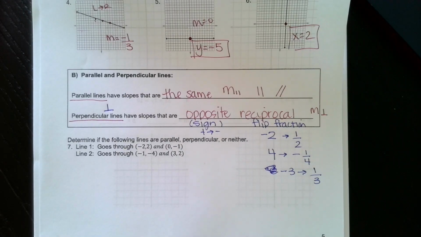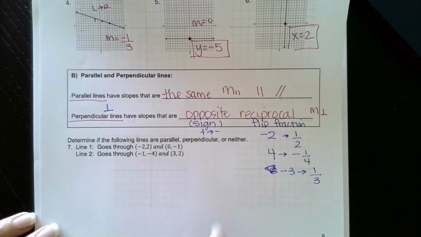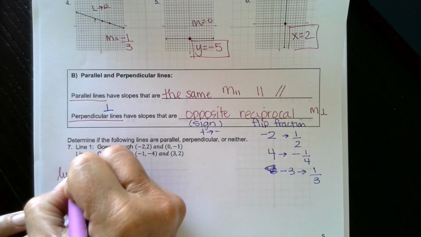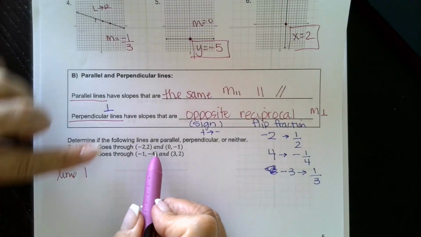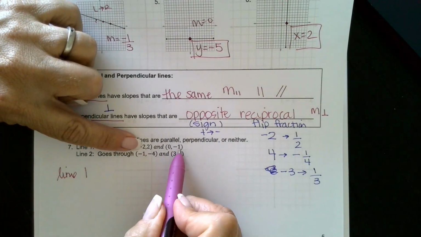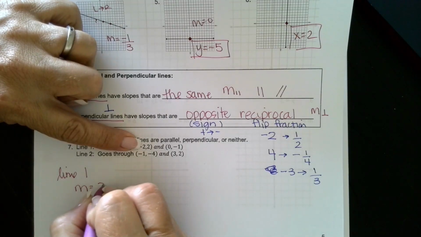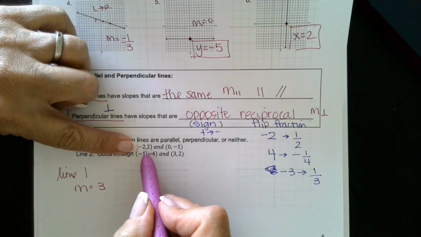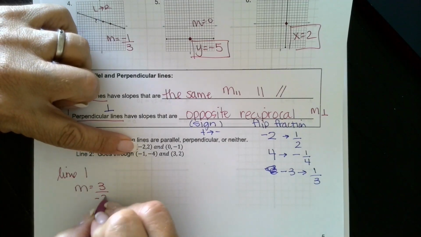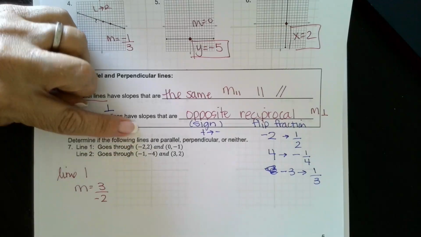Okay? So if we have 2 lines, we want to identify if their slopes are parallel, perpendicular, or neither. So the first thing I'm going to do is for line number 1, I want to find the slope. So I would have 2 minus a -1, so that would be 3. So slope of this would be 3. And then on the bottom I would have -2 minus 0, so -2. So that's my slope of my first line.